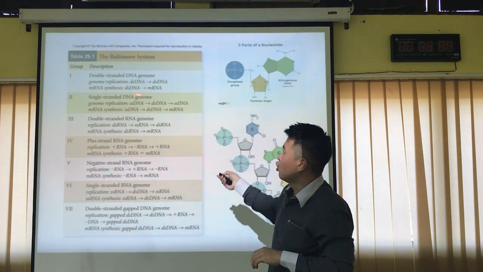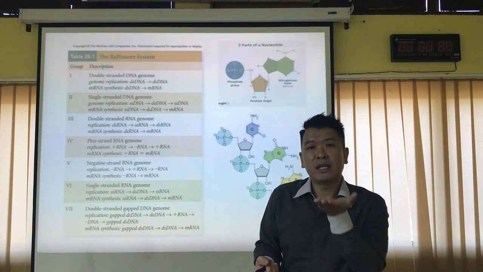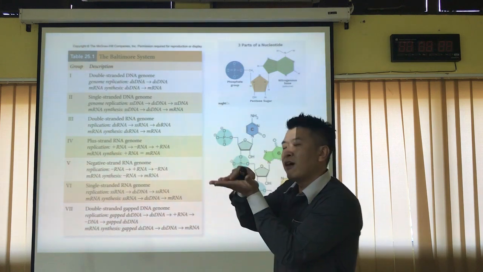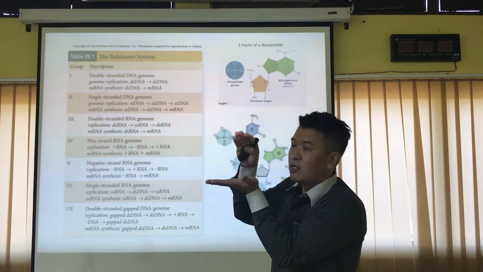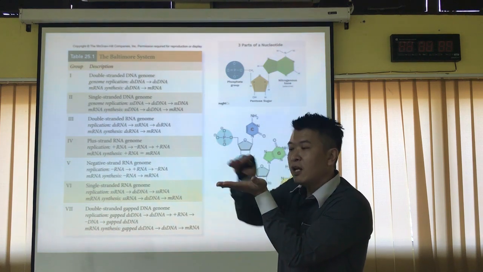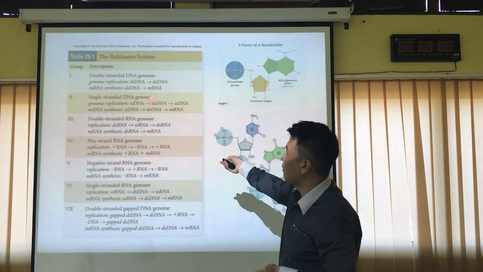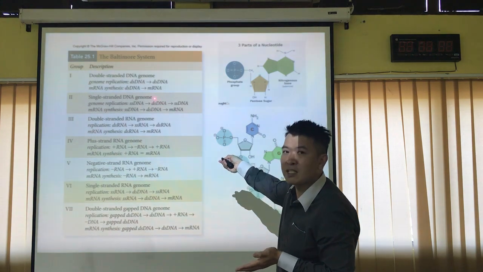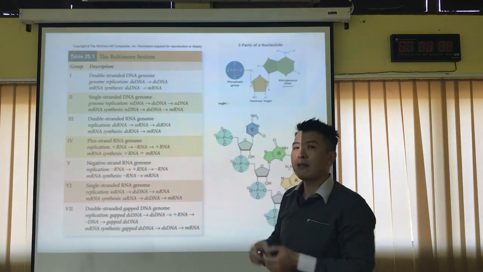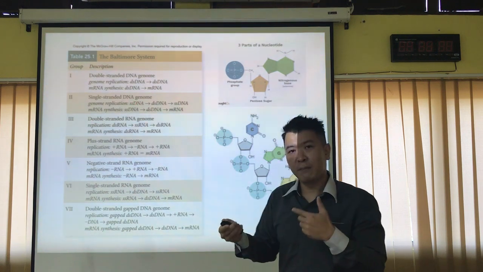Single-stranded DNA genome. We have a single-stranded DNA genome, and we know that the virus's single-stranded DNA is the negative strand, so they will use this negative strand to synthesize a positive strand. So it will now become double-stranded, and then use this positive strand to synthesize their negative strand DNA. Right? I know it's a bit confusing.